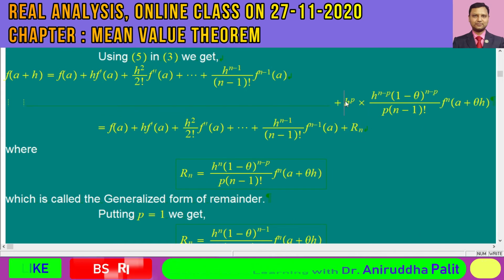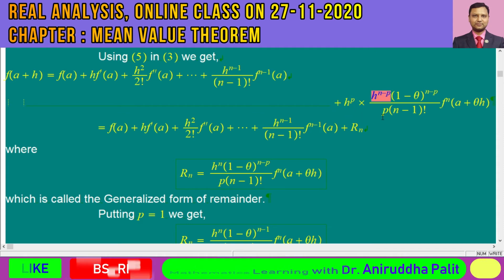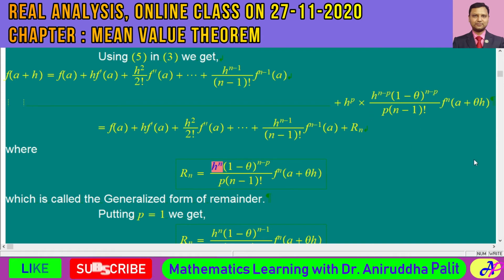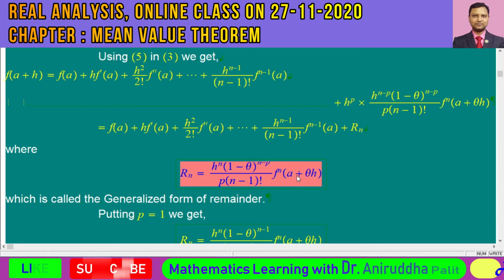Let us compute. Over here h to the power of p is there and h to the power of n minus p is there. So h to the power of p and h to the power of minus p would get cancelled. Only we will have h to the power of n. And the remaining portion is same, 1 minus theta to the power of n minus p divided by p into factorial of n minus 1 multiplied by this fn at the point a plus theta h. So this is the expression of the generalized form of remainder after n number of terms.